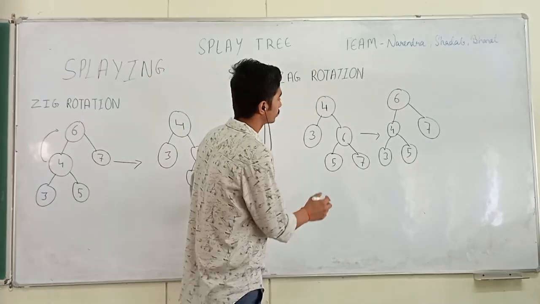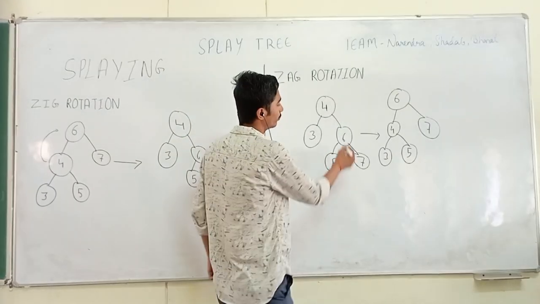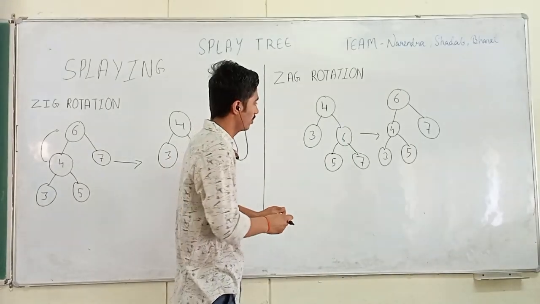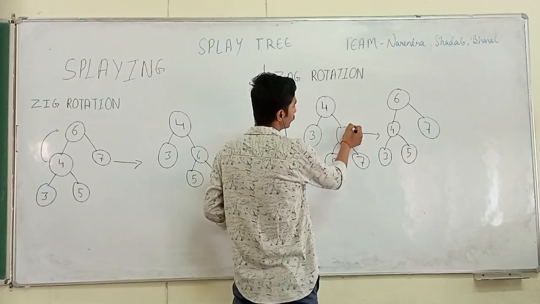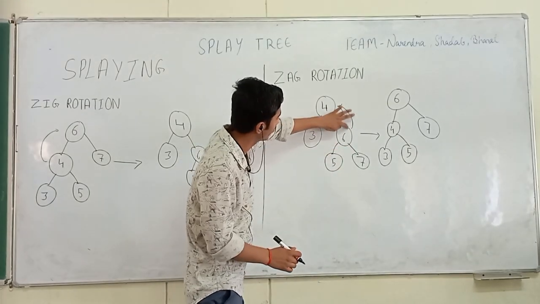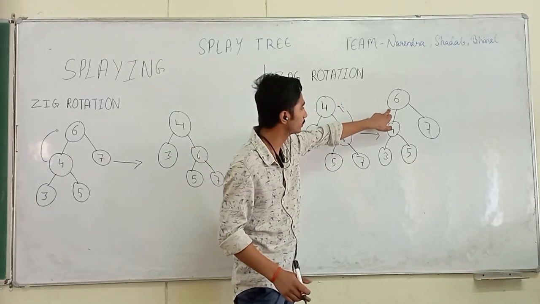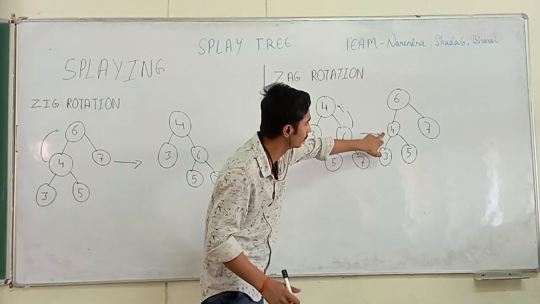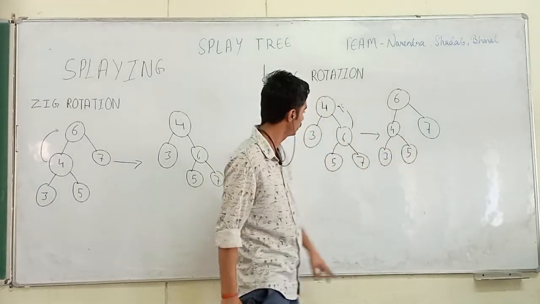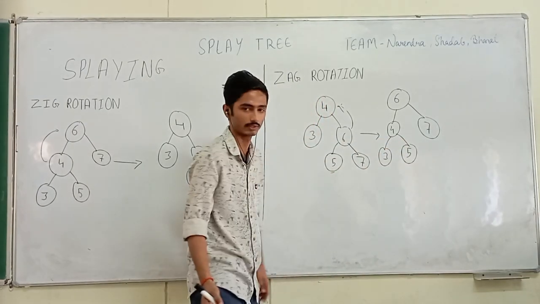Here we have to splay 6, which means we have to make 6 the root node. So for making 6 the root node, we have to do a left rotation. So we have to carry this thing there. So 6 becomes root, then 4 will go down, 4 is here, 3 is normal, 7 is right here. Now the only point is where 5 will go.